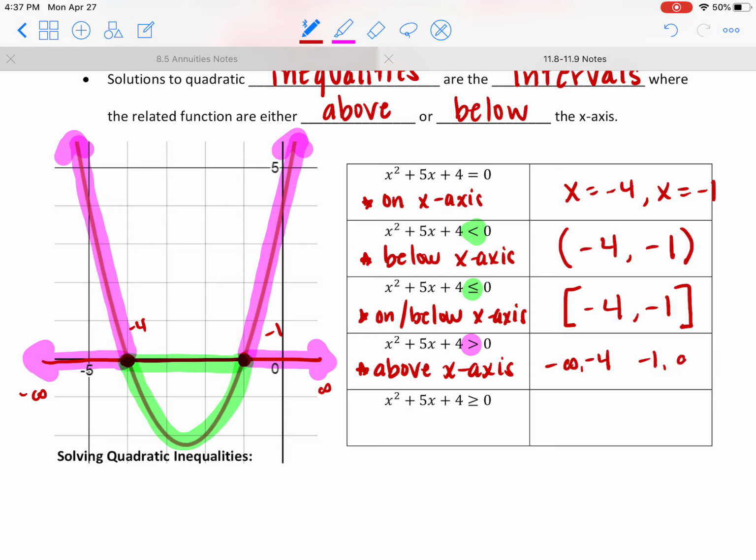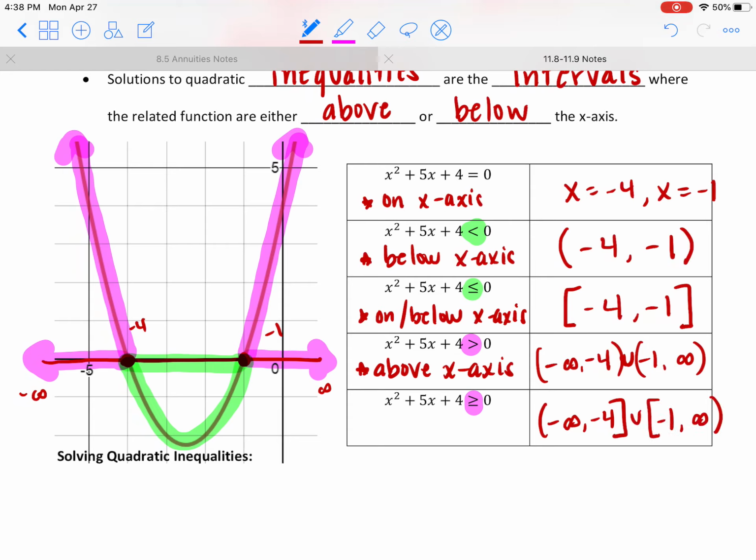So this is, where is it above the x-axis? So the first interval goes from -infinity and it stops at -4. -infinity to -4. And the second interval starts at -1 and it goes to positive infinity. -1 to positive infinity. And because we don't have the equal to, we would keep all of this in parentheses, and we're just going to put a little union symbol in there. It's going to be those values or the others.